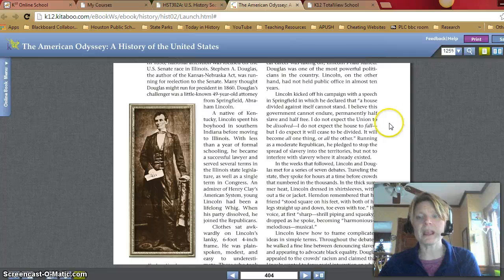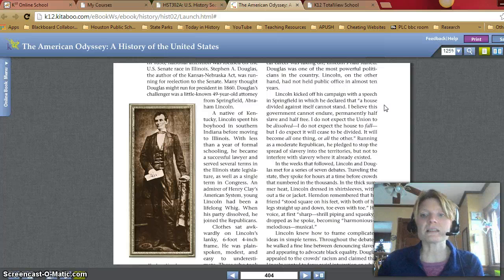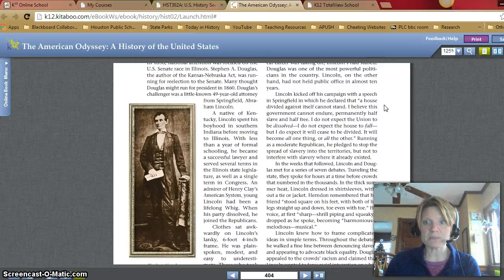Lincoln kicked off his campaign with a speech in Springfield, in which he declared that a house divided against itself cannot stand. And this is an important quote that's attributed to Lincoln. "A house divided against itself cannot stand. I believe this government cannot endure permanently half slave and half free. I do not expect the Union to be dissolved. I do not expect the house to fall. But I do expect it will cease to be divided. It will become all one thing or all the other."